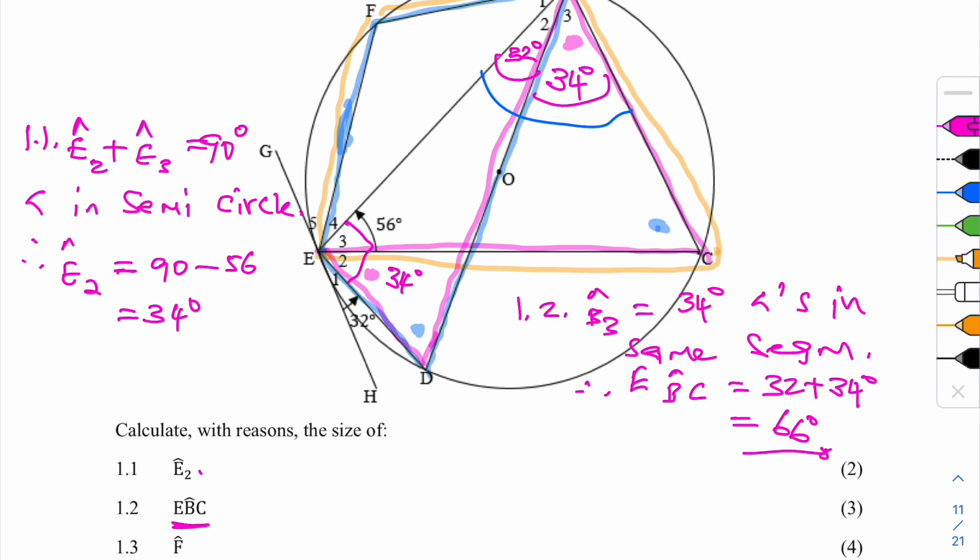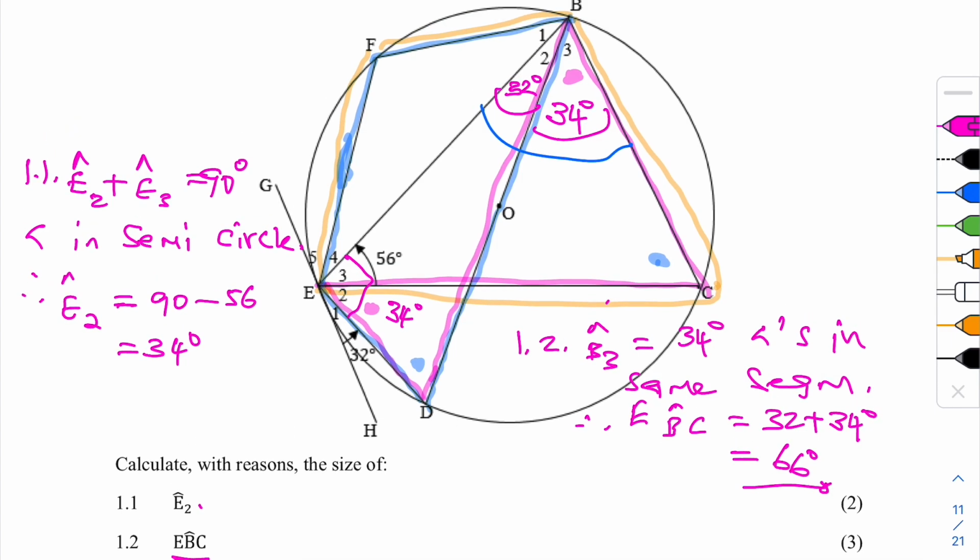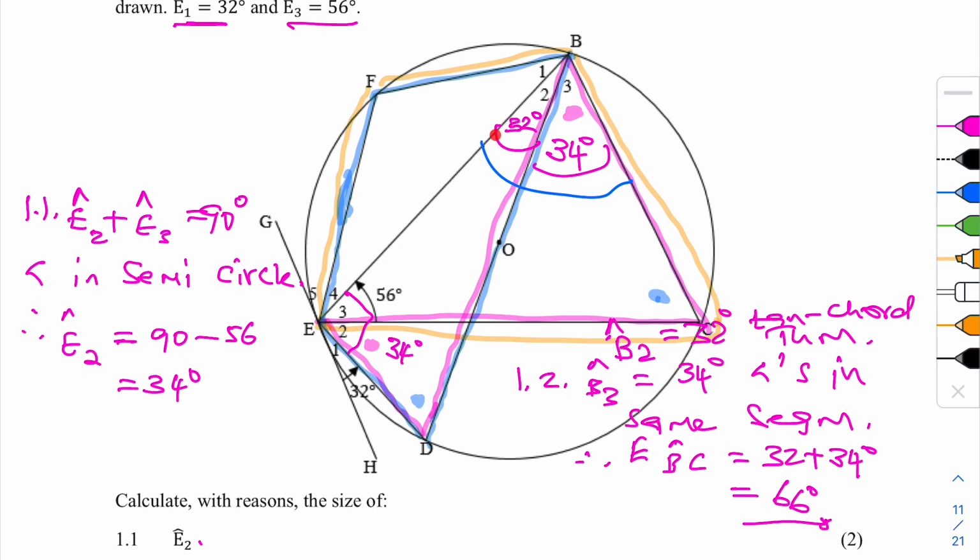66 degrees. Okay, in fact, I should have mentioned that angle B2 is 32 degrees by tan chord theorem. Okay, so we have the 32 degrees from tan chord, 34 degrees, angles in the same segment. So when you add them, we get the 66 degrees.